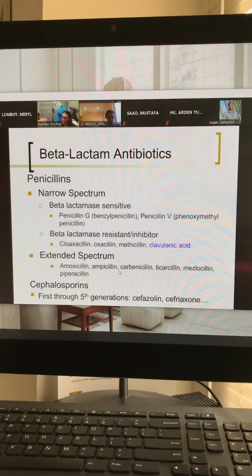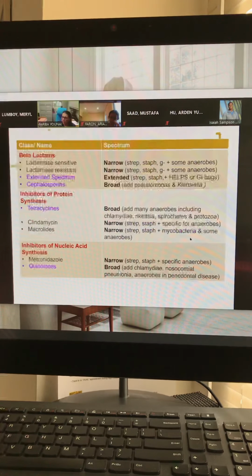And again, reminding you that clavulanic acid adds that beta-lactam resistance to the mix, and that's the reason you want to go with it. And reminding you again that cephalosporins, tetracycline, and quinolone, they're all broad spectrum antibiotics.